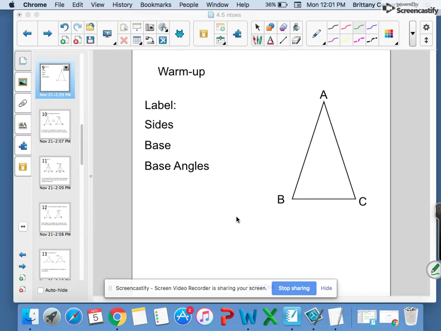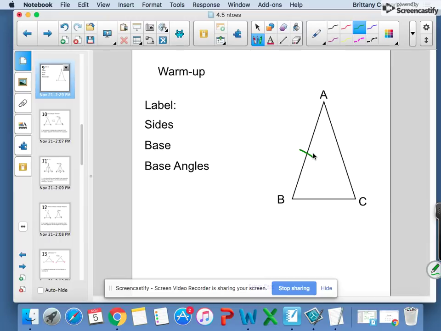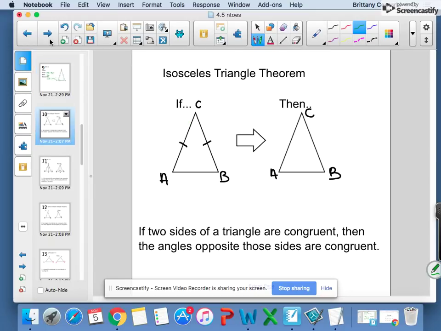So our sides are going to be AB and AC. Those are going to be our sides. And then the base is going to be the bottom of the isosceles triangle, so that will be BC. And then our base angles are going to be on the base, so that will be angle B and angle C. So with the isosceles triangle, we get some properties here.